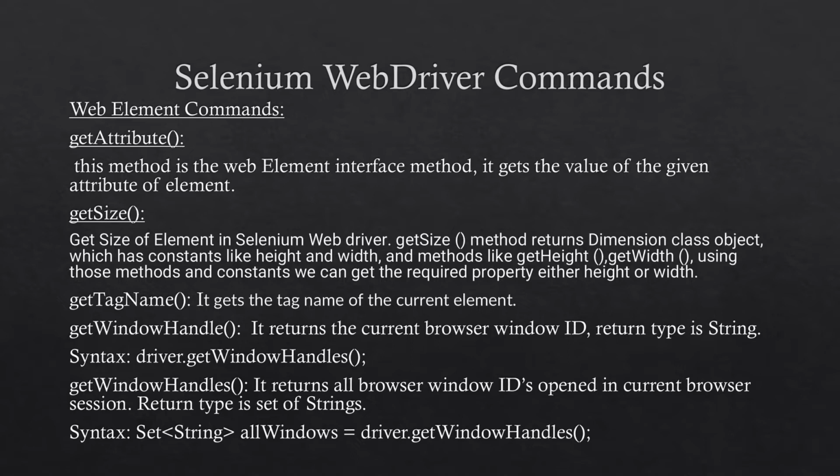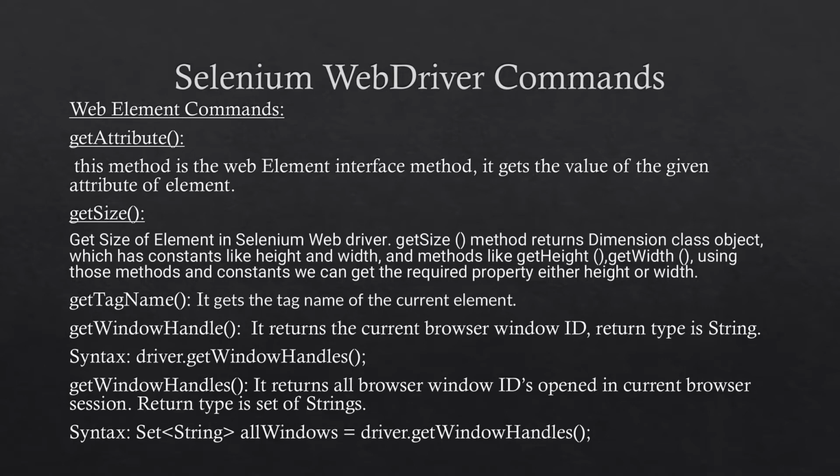When it comes to the get size method, with the help of the get size method in Selenium WebDriver, we can easily get the size, which is returned in the form of dimensions, like height or width. With the help of the get height method, we can get the height of that particular web element in dimensions, and also the width of that web element. So we can get all this together with the help of the get size method. And what is get tag name? It will get the tag name of the current web element. And with the help of get window handle, what does the get window handle method do?